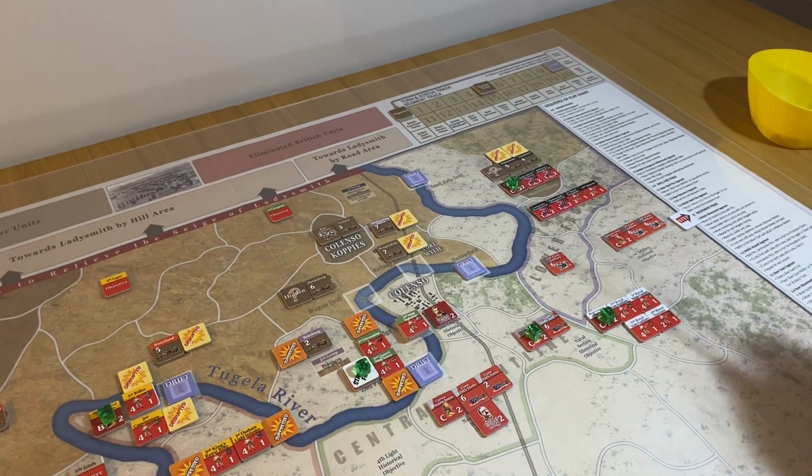So we've been through the movement. We've removed objective markers if they've reached them. Yeah. Now, we've got move HQ, Buller and Long to maybe consider.